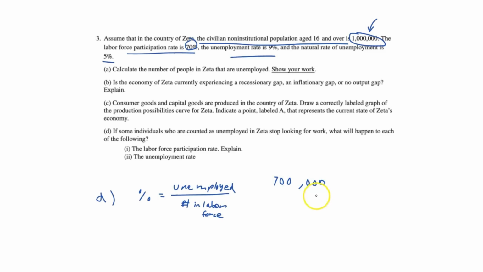Well, now we need to use the other number given to us, which is the unemployment rate. So if you look at our little equation, we know the unemployment rate is equal to the number of unemployed people over the number of people in the labor force. So we know the number of people in the labor force, and now we know the unemployment rate is 9%, which can be rewritten as 0.09. And so to find the number of unemployed people, we just do 700,000 times 0.09, which gives us a final value of 63,000 unemployed people in the country of Zeta.